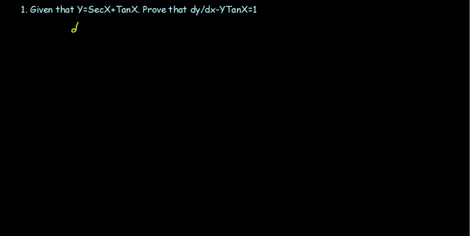So dy over dx is going to be equal to, well, what we need to realize and know is that whenever we differentiate sec x, we are going to get tan x sec x. And whenever we differentiate tan x, we always get sec squared x. So this is what we need to know. Let me just show how we got this, and we can use them for the next coming questions.